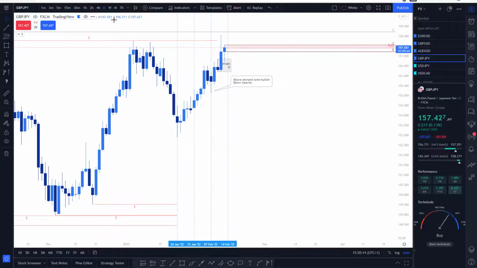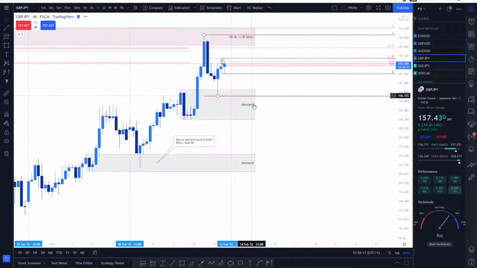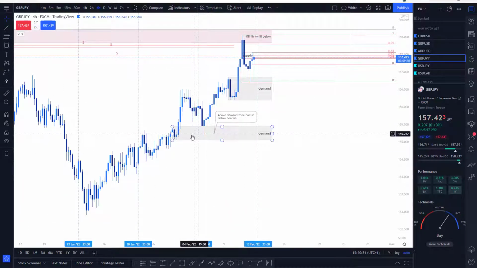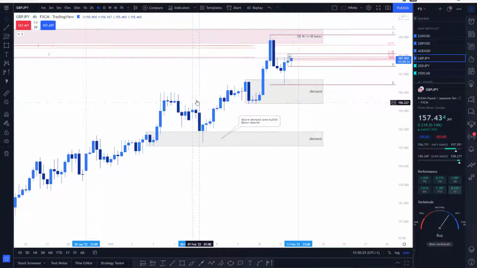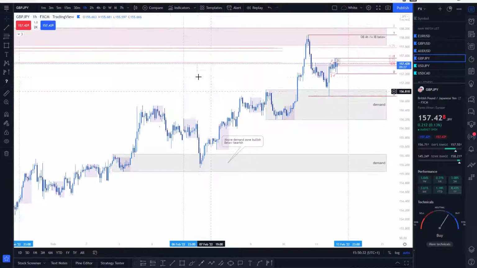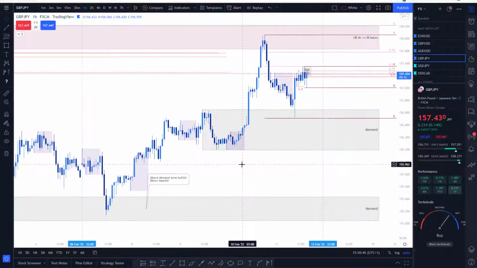next week. My prediction for the week was above this demand zone bullish, below bearish. So the price tapped into this zone on Monday, I believe, and made a nice bullish run from here. Yes, Monday it stepped into this demand zone and just kept making higher highs after that.